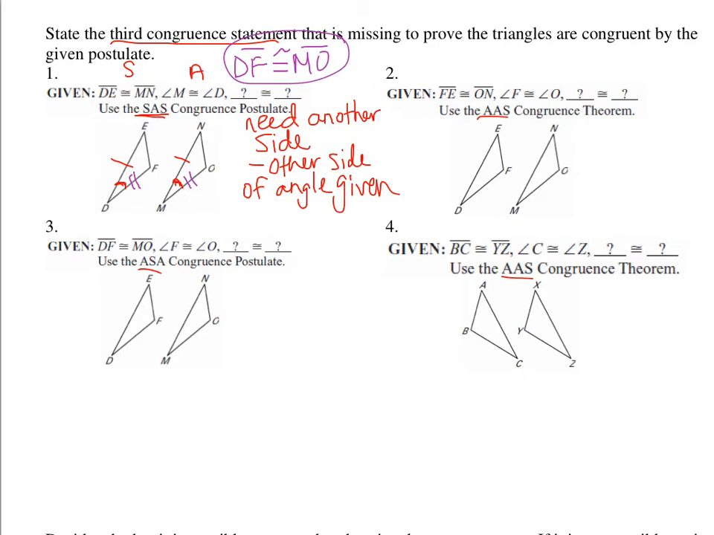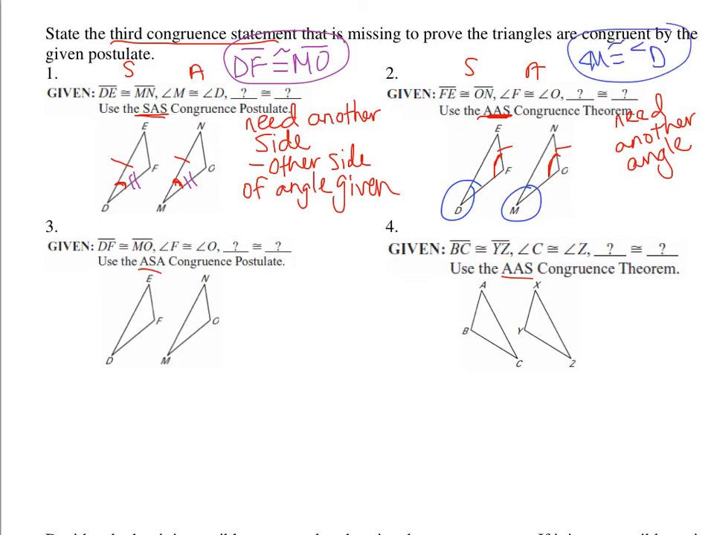So on to number 2. Number 2, we need angle angle side, so 2 angles and one side. So again, draw your markings on your picture. So FE is congruent to NO. Angle F right here is congruent to angle O. So we have one angle and we have one side. So based on our congruent statement, we know that we need another angle. And we can't put the angle on the other side of our side because then it would be angle side angle. We want the angle angle together. So it's going to have to be M is congruent to D. So angle M has to be congruent to angle D.